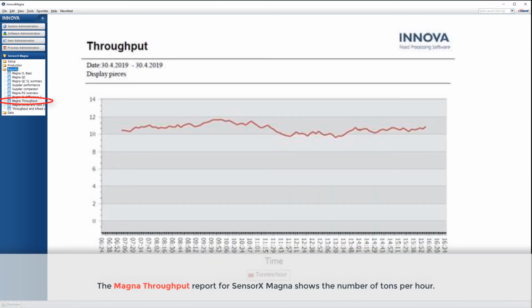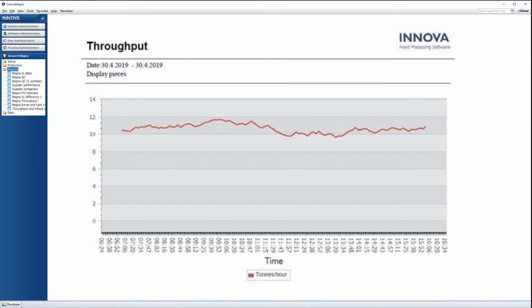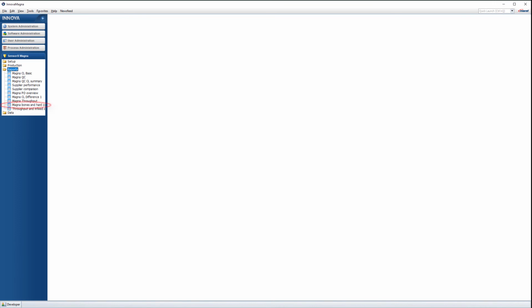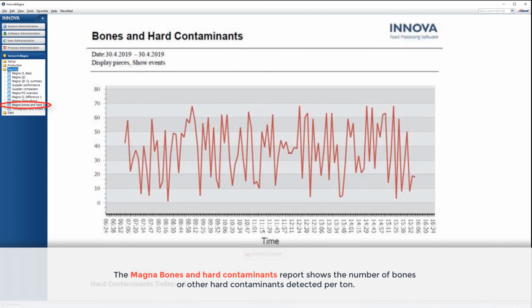The Magna Throughput report for SensorX Magna shows the number of tons per hour. The Magna Bones and Hard Contaminants report shows the number of bones or other hard contaminants detected per ton.